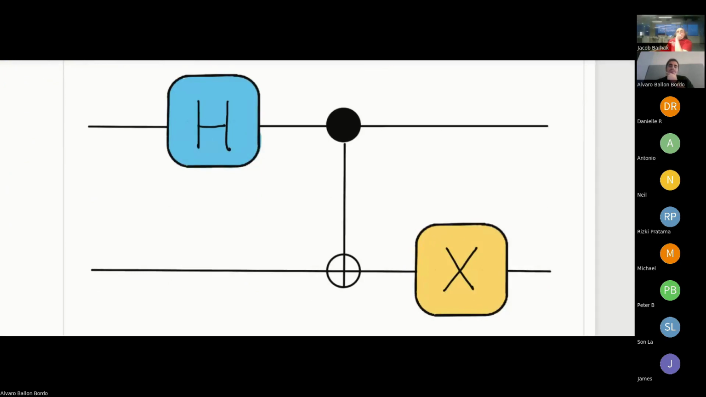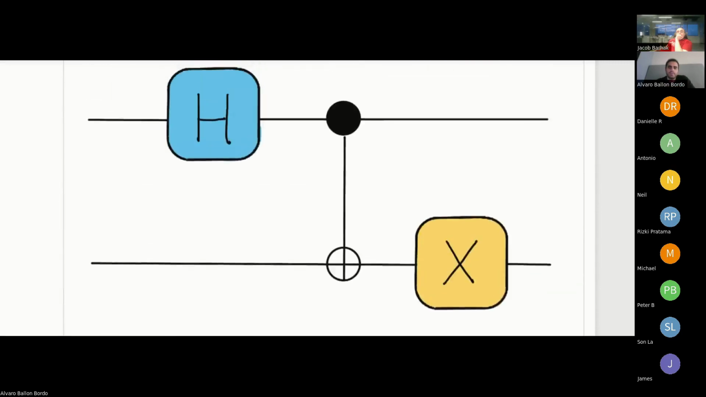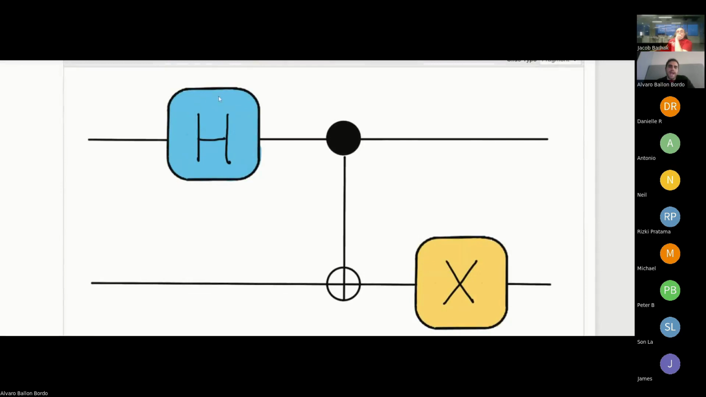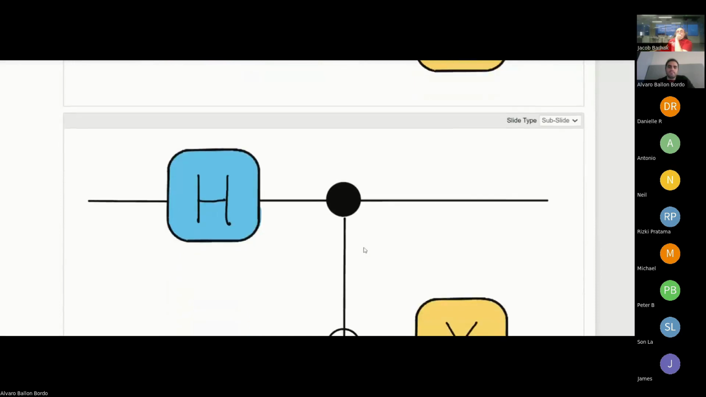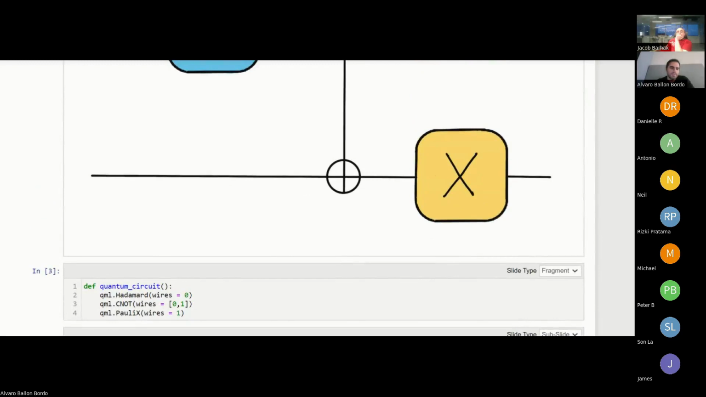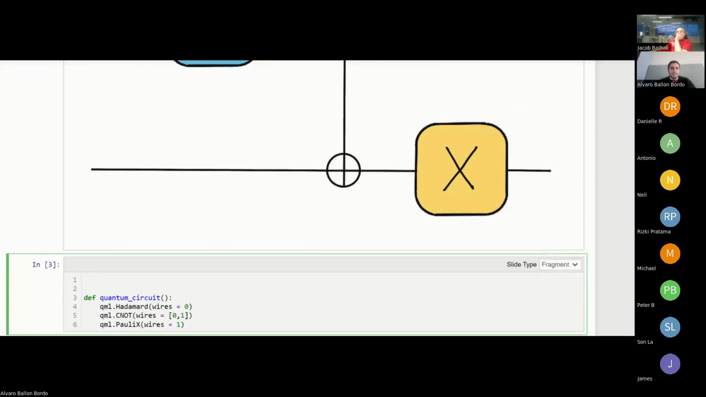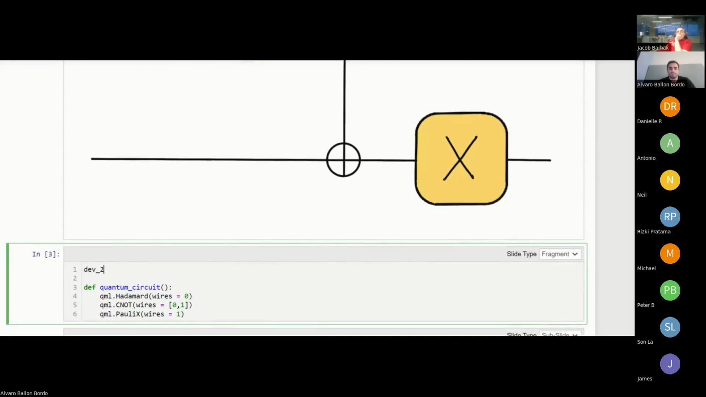So now we're working with 2 qubits, right? Now we're working with 2, and we want this specific circuit, which is a Hadamard on the first wire, a control NOT that acts on 2 wires, and an X on the second wire. Okay. So what would that do? How would I write it? Remember, the first thing that we have to do is to tell pennylane, hey, this time we have 2 qubits. So we have to tell pennylane that that's what we're going to do.